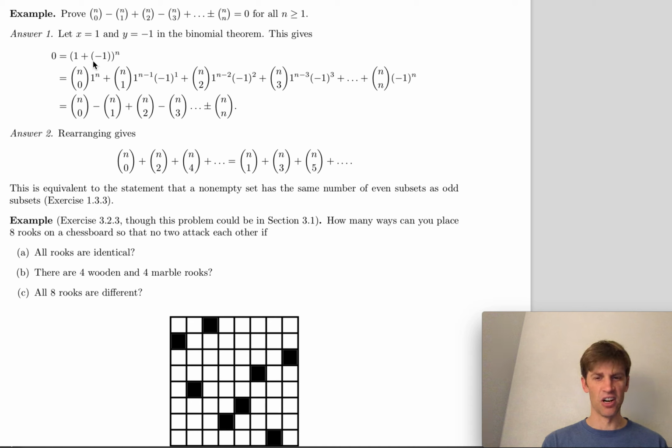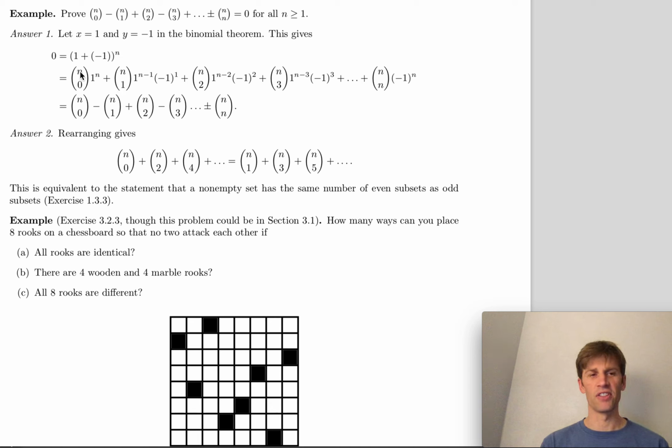So a fancy way of writing 0 is just 0 raised to the nth power, or 1 plus negative 1 to the nth power. I've plugged in x equals 1 and y equals negative 1 into the binomial theorem. And then the binomial theorem tells me that x plus y to the nth power is all these binomial coefficients times certain powers of x and certain powers of y.